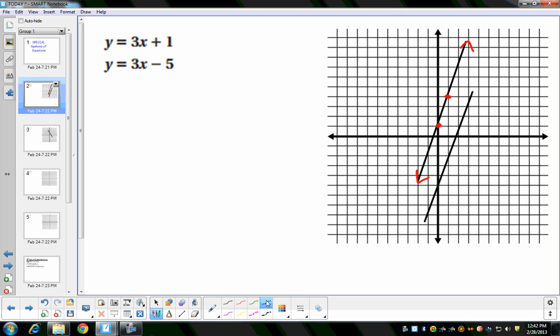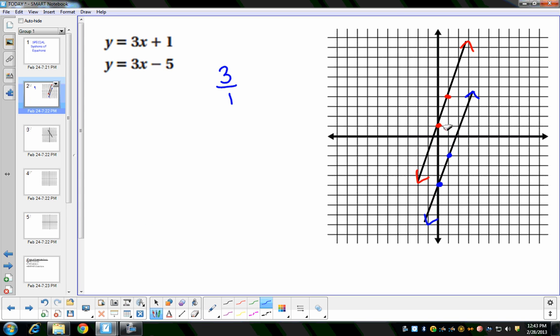For our next one, I'm going to do that one in blue. y equals 3x minus 5. Our y-intercept is negative 5, so I'm going to come down 1, 2, 3, 4, 5 and put a dot. My slope is 3, which, remember, is the same thing as 3 over 1. So that's a rise of 3 and a run of 1. So I'm going to go up 1, 2, 3, then over 1, and put a dot. Again, these lines go on forever, so I'm going to put arrows.